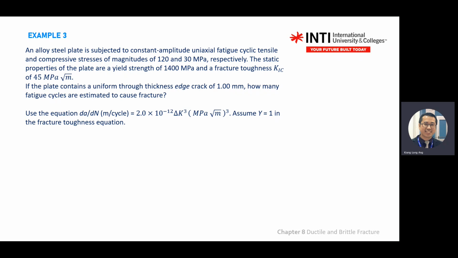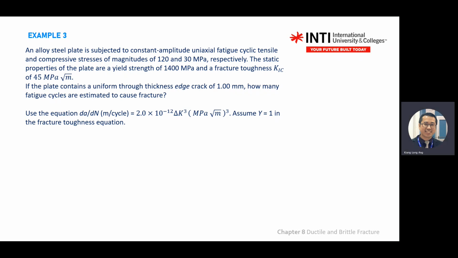So you have tensile and compressive. So you have a maximum and minimum. Tensile, you put maximum. Compressive stress, you put minimum. The static properties of the plate, you have a yield strength 1400 and a fracture toughness K mode 1 critical is given as 45 megapascal.